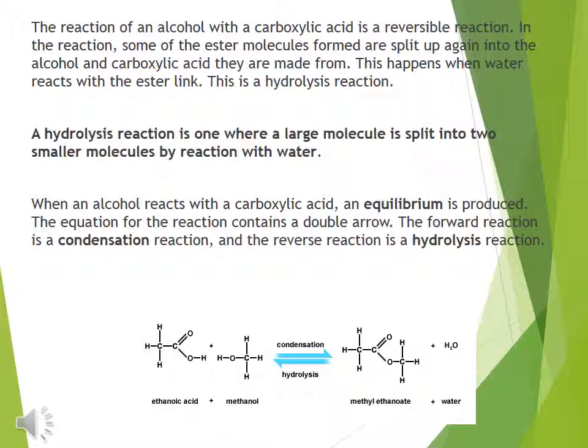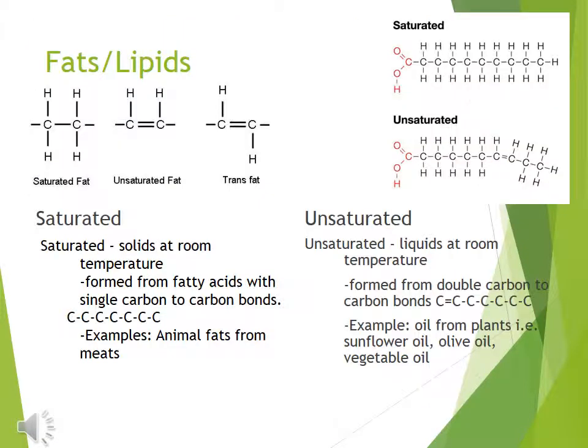When an alcohol reacts with a carboxylic acid, an equilibrium is produced. The equation for the reaction contains a double arrow. The forward reaction is a condensation reaction, and the reverse reaction is a hydrolysis reaction.